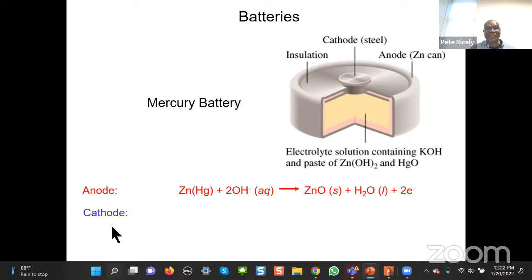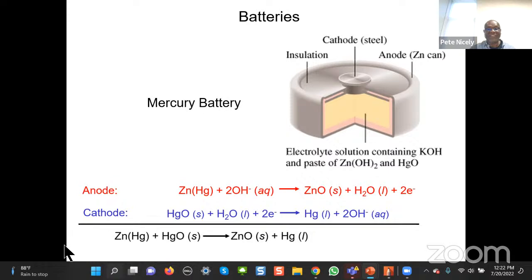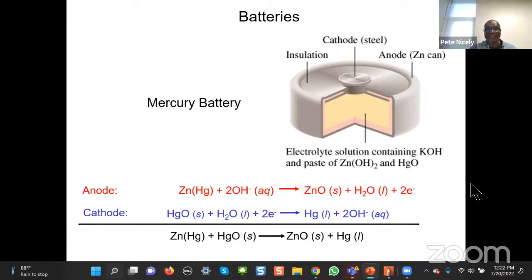So I'm just showing you here the two half equations. Again, you have oxidation taking place at the anode, reduction taking place at the cathode. When you add these two half equations together, you're going to end up with the net reaction being what we have here, all right? And then we have another example.